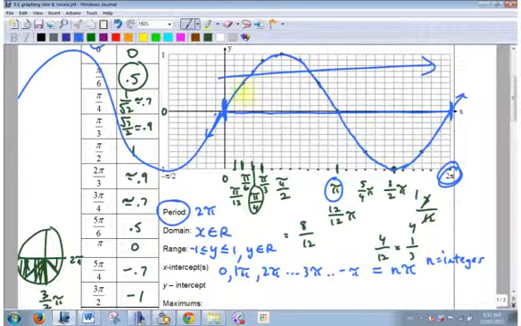Y-intercepts. Where does this cross the y-axis? Right there. What's the value? Y-intercept is 0.